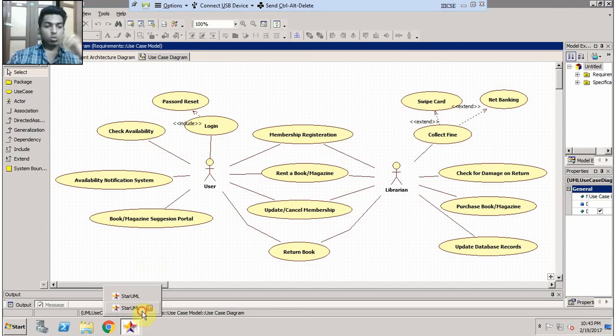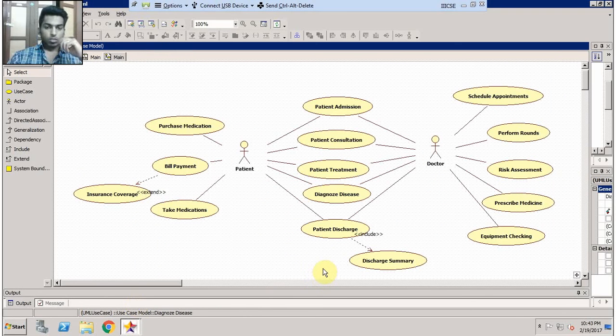The next one is hospital management. Here also there are two actors: the patient and the doctor. The only tasks the patient performs without the intervention of the doctor are purchasing medications, payment of the bill, and taking medications. Bill payment can also be extended to insurance coverage. In some cases, insurance coverage covers most of the bills. That is why this use case is provided.